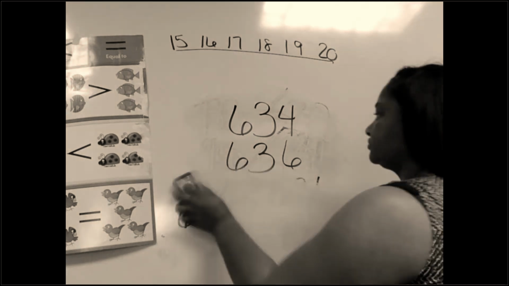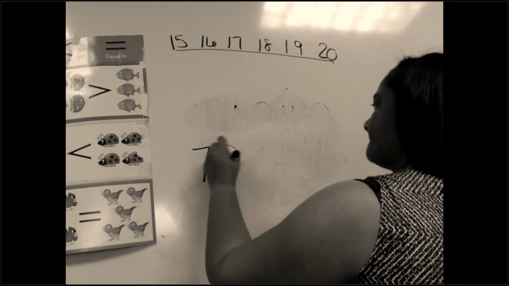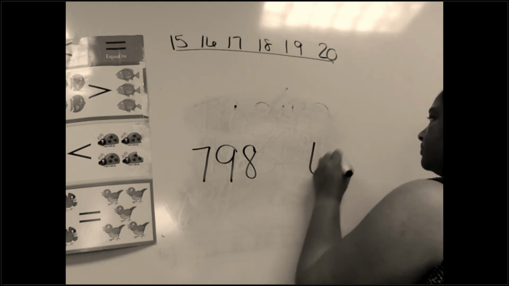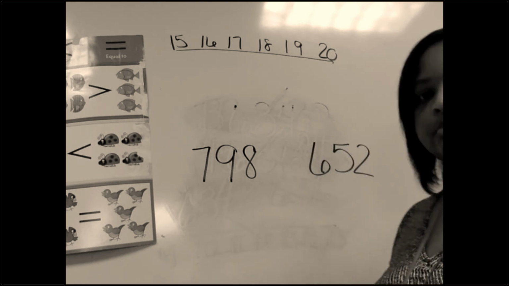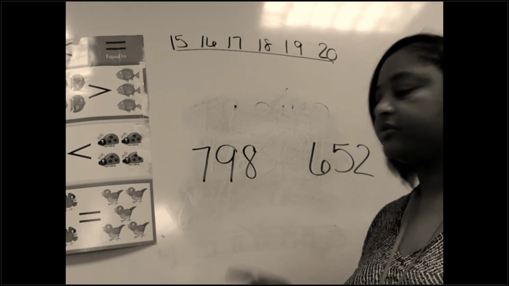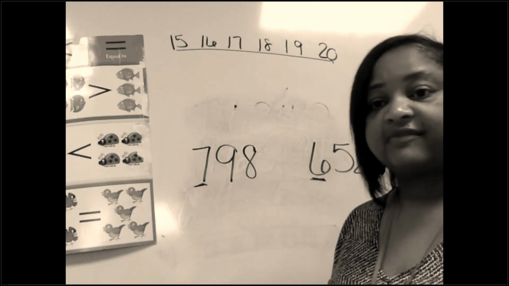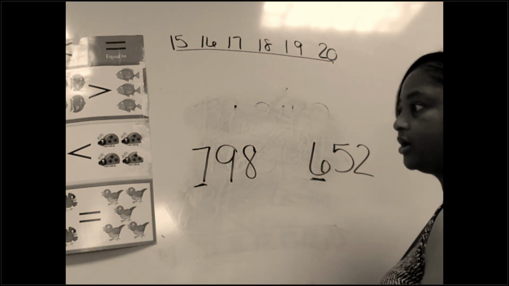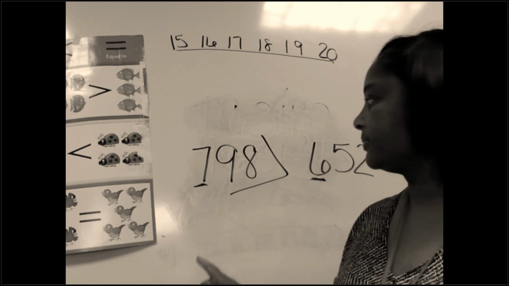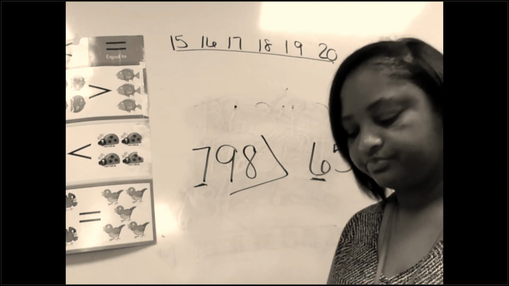Let's do another one. So now I have 798 and 652. So, well, I already know that if I'm looking at my first digit, 6 is already smaller than 7. So I already know that my greater than symbol is going to go toward my bigger number. So when I'm reading this number, I'll read 798 is greater than 652.